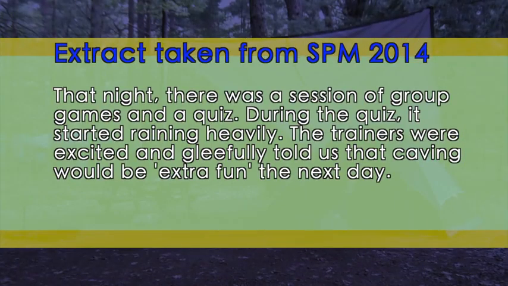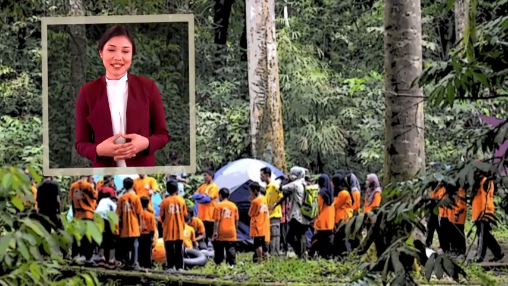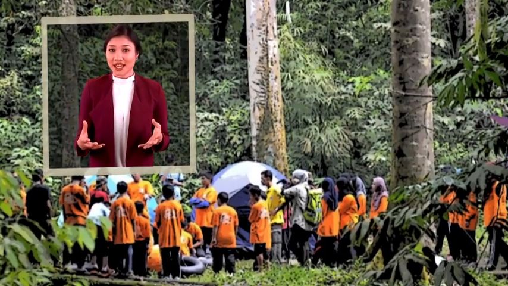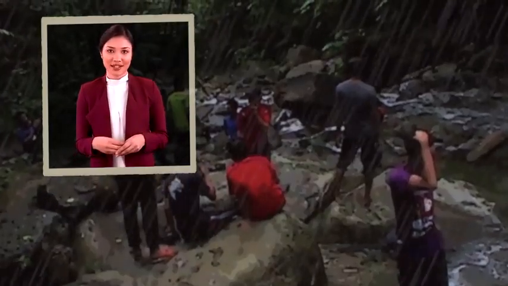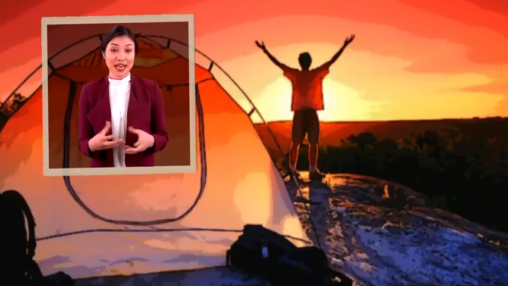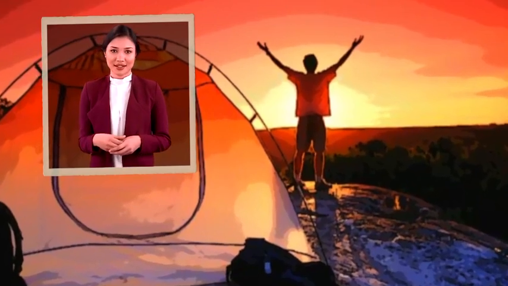This question is quite tricky, but don't worry. Let's look at the clues available in the passage. From this passage, we know that it was raining heavily the night before the caving activity. So, I want you to do some brainstorming activity. Imagine you were one of the participants in this story. You went for the activity and suddenly it rained heavily. Later that night, you went back to the tent and fell asleep. The next morning, you looked outside your tent. Try to visualize your surroundings.